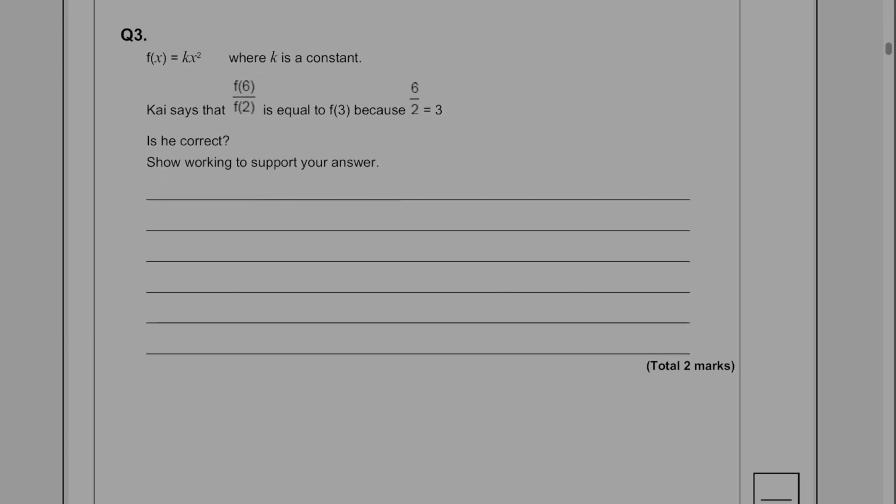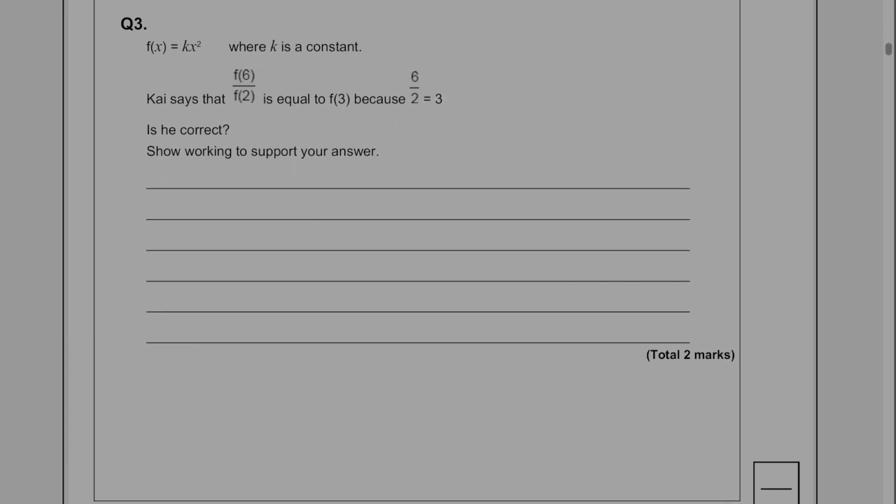Okay, question 3. Function of x is equal to kx squared, where k is a constant. Kia says that the function of 6 divided by the function of 2 is equal to f of 3 because 6 divided by 2 is equal to 3. Is he correct? Show working to support your answer.